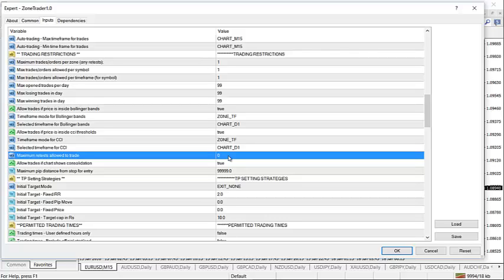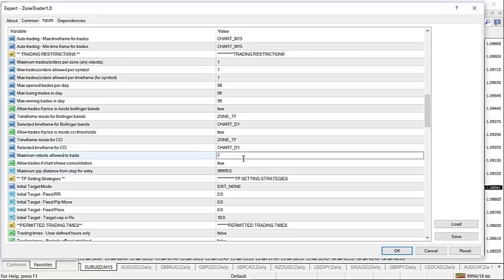So, just for example, you may want zones to appear on the chart if there's been 3 or less retests, in which case you set the zone restriction further up to 3, but you only want to trade on the first or second retest. So maximum retest allowed to trade would be set to 2 here.